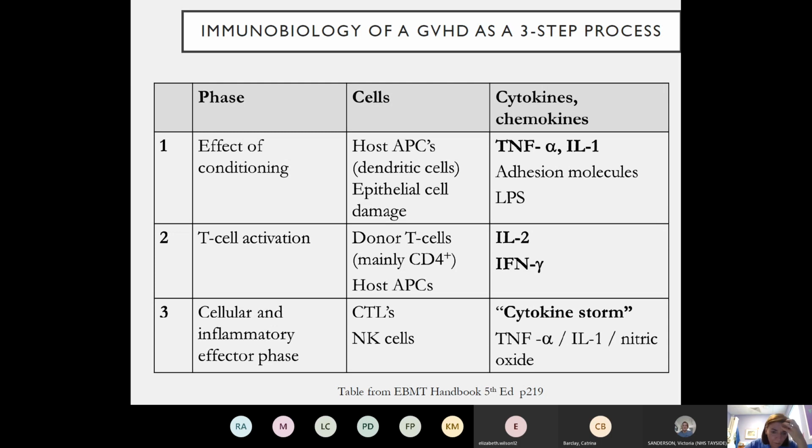We've got other ways of trying to neuter the donor T-cell response, and that's by giving serotherapy before transplant. So that will knock out some of those, the population of T-cells that enter the activation phase and the cellular inflammatory effector phase.